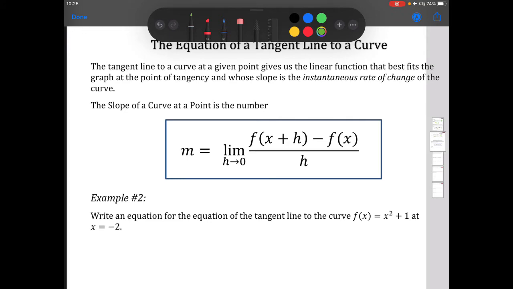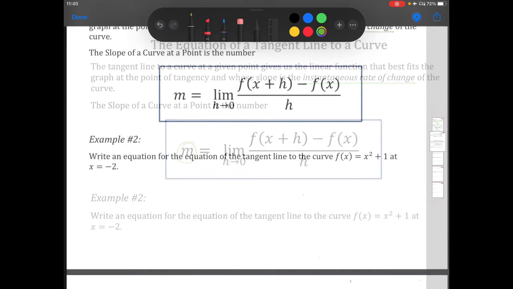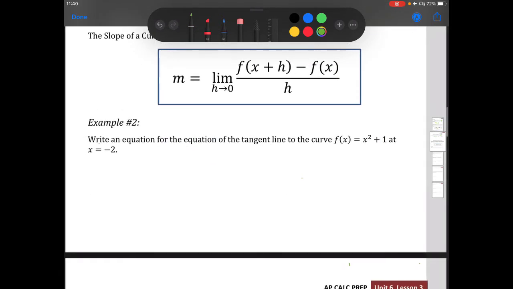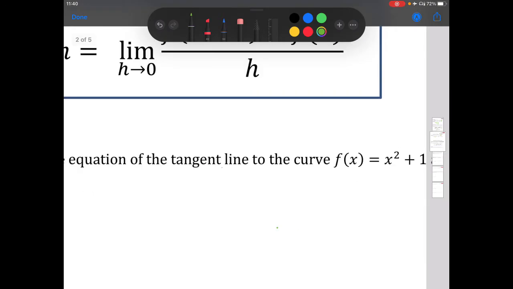The tangent line to a curve at a given point gives us the linear function that best fits the graph at the point of tangency, and whose slope is the instantaneous rate of change of the curve. The slope of a curve at a point is the number. This is how you find the slope. So it's always a number, because slope is a number, right?